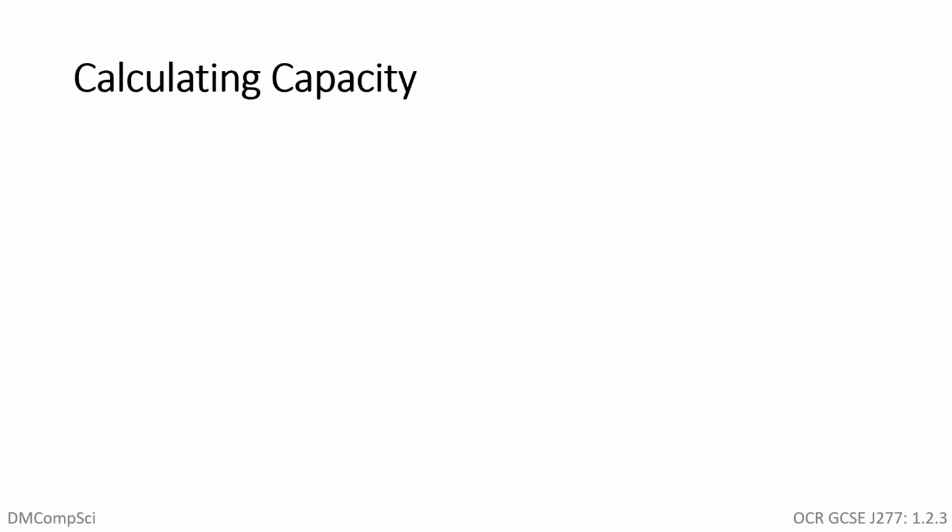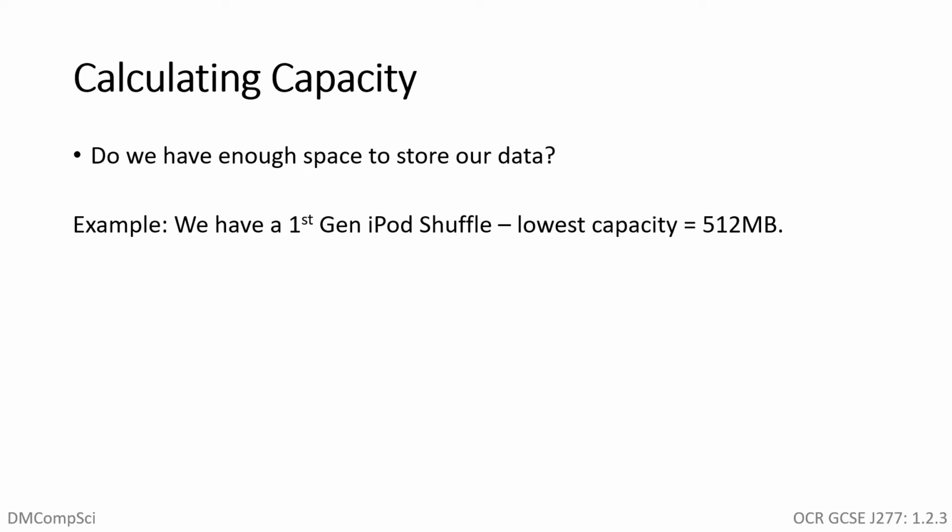An important thing to make sure before saving heaps of work to your laptop or saving some beloved photos is that you actually have the capacity to save your files. For example, say you want to put some songs onto an old first generation iPod Shuffle, which had a lowest capacity of 512 megabytes. A song tends to be, on average, around 4 megabytes in size. You have 150 songs that you wish to save onto this little old device. Will you have enough space?